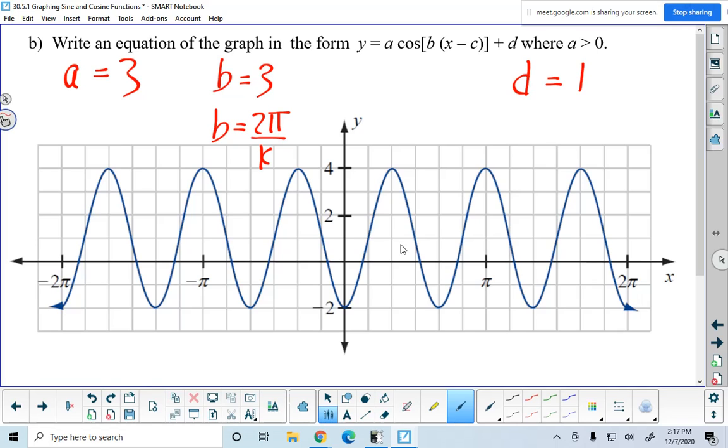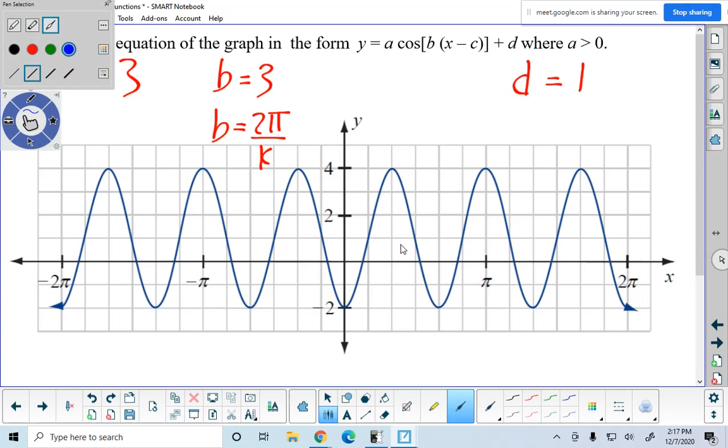Now, how do we find C? Well, this is what you do. You say to yourself that if C was 0, then cosine would start at the bottom and go down. We want this graph to start here and go down. So how much do we have to shift the blue graph to get the red graph?